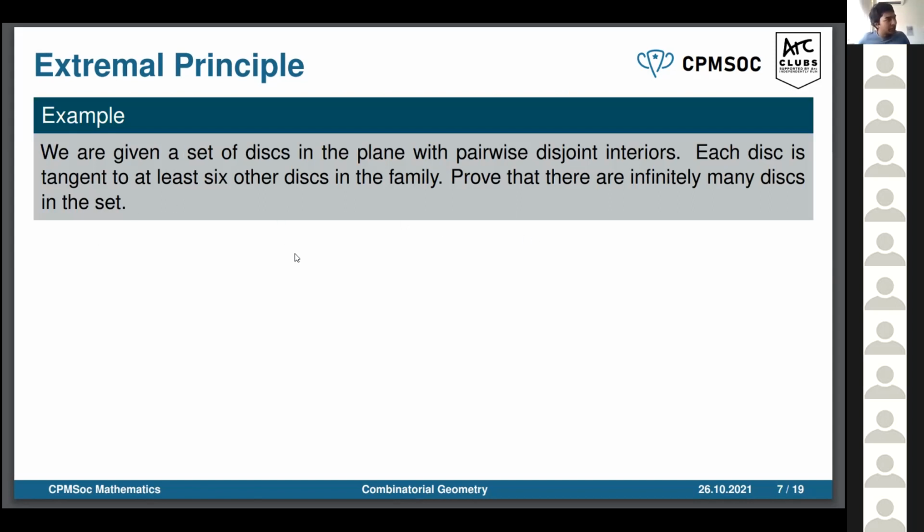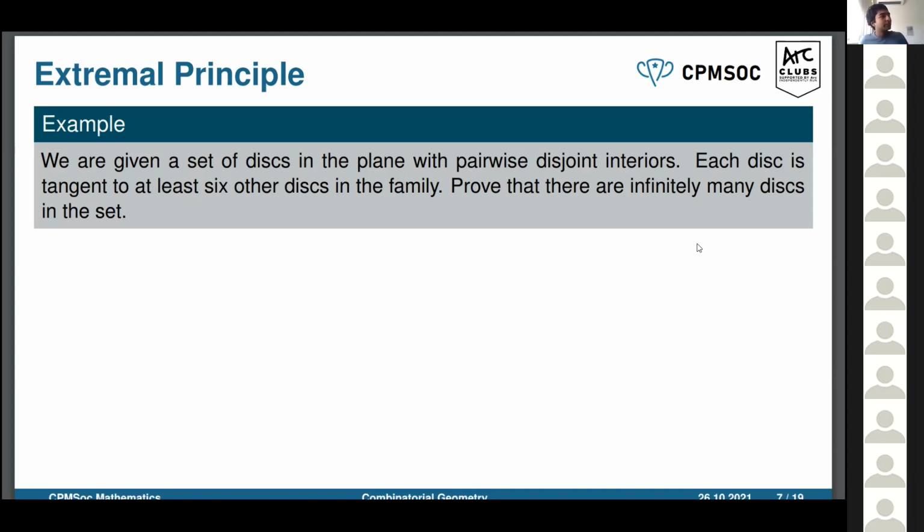We have a set of disks in the plane with pairwise disjoint interiors. Each disk is tangent to at least 6 other disks in the family. Prove there are infinitely many disks in the set. So pairwise disjoint interiors means you can't have 2 circles overlapping. And each disk is tangent to at least 6 other disks.